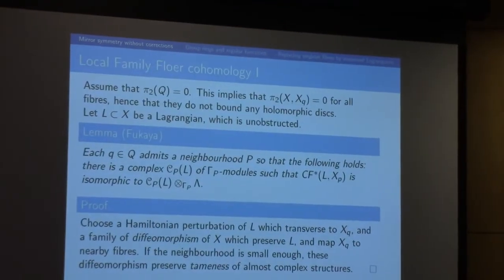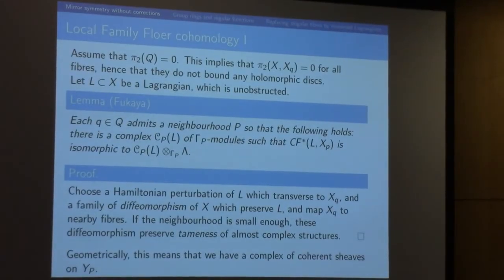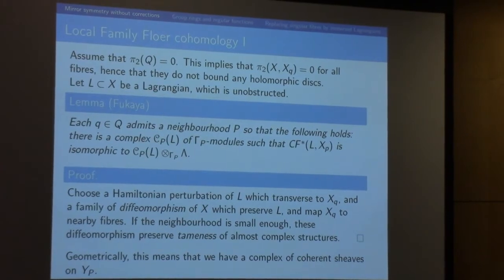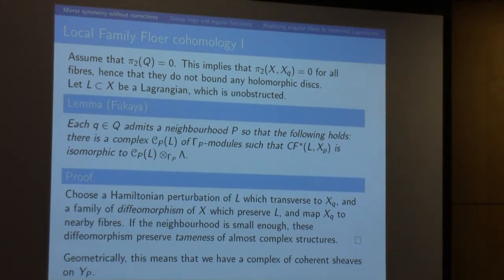So now I'm going to impose an assumption, which is that pi 2 of Q is 0. This is just to make sure that the relative pi 2 of the fibers is 0, which means they bound no holomorphic disks, which means I don't have to go around keeping track of corrections coming from holomorphic disks. Just as a remark, I know of no example where Q is closed and pi 2 is non-zero. It might exist out there, who knows.